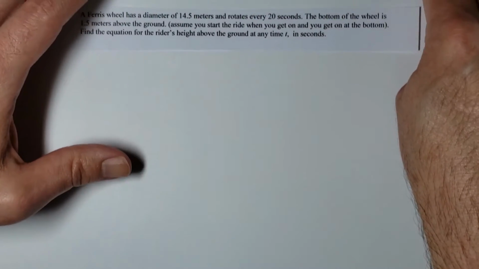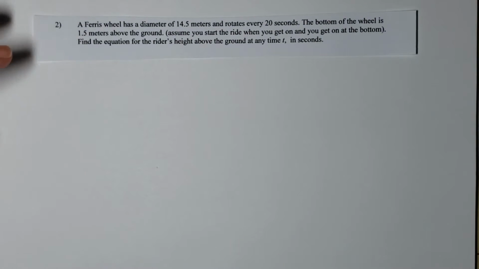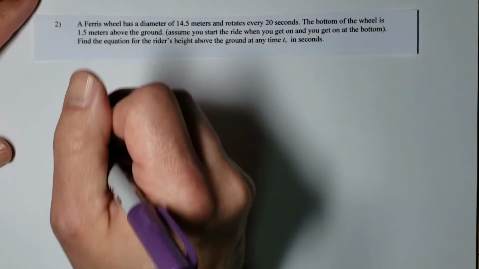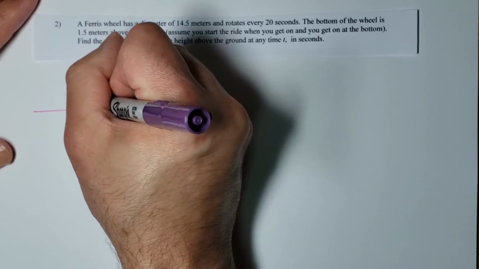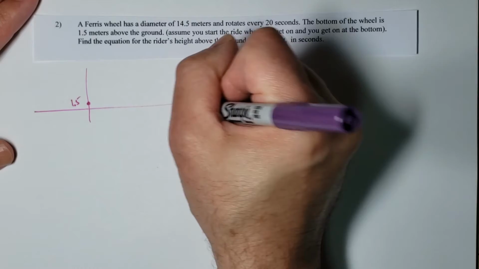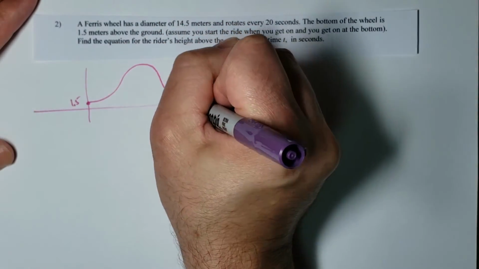Next problem. A Ferris wheel one. Let's change colors just for fun. Okay, so a Ferris wheel has a diameter of 14.5 meters, rotates every 20 seconds. The bottom of the wheel is 1.5 meters off the ground. So this means that when you start, you are down here at 1.5. And then it takes you 20 seconds to get back down to here. So it looks like that.